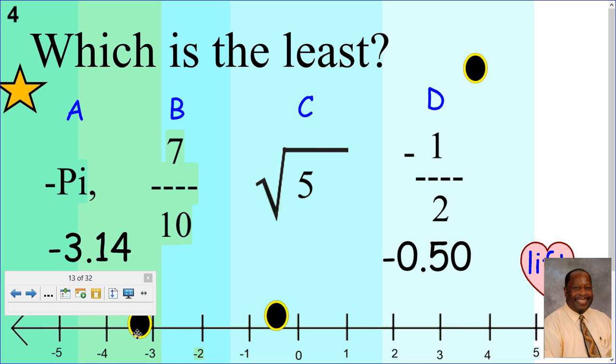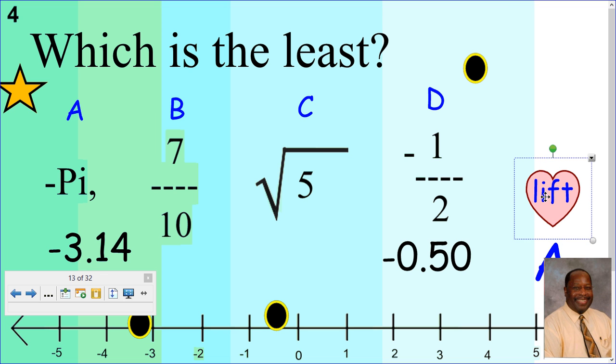So which one is the least? Well, the farther you go to the left, the smaller the number gets. So your answer is going to be negative 3.14, or choice A, which is negative pi. So I hope you got that right.